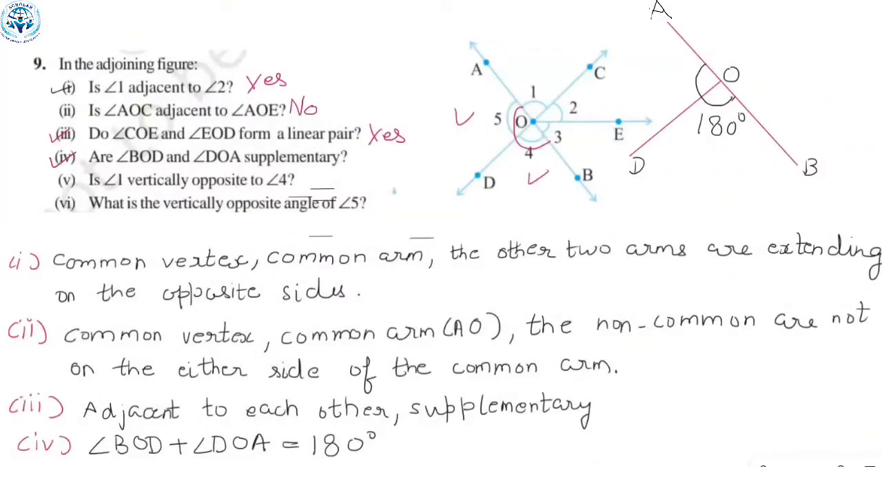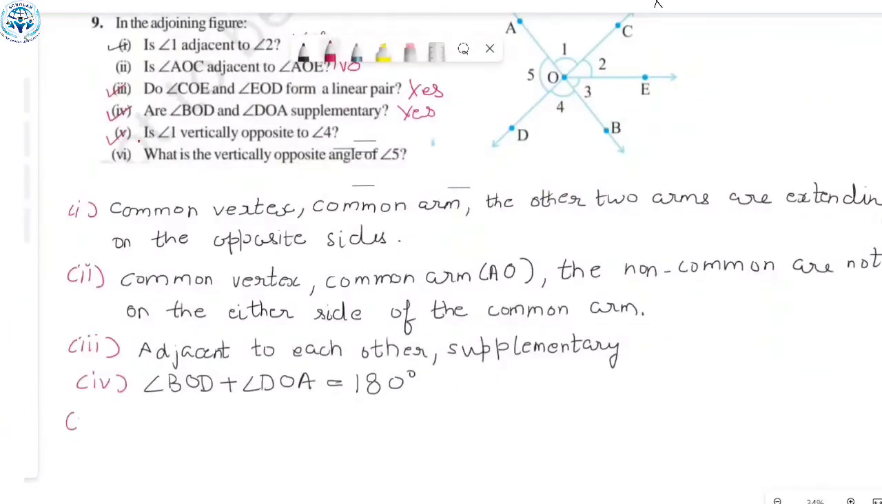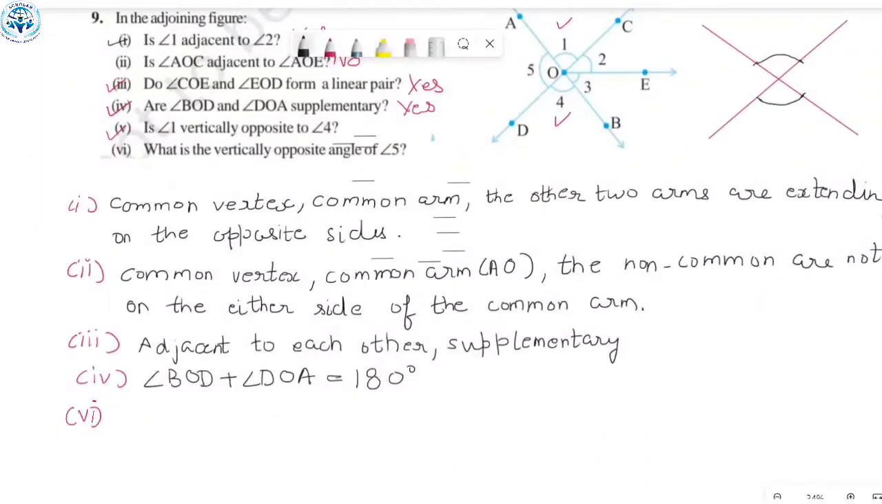Next question, is angle 1 vertically opposite to angle 4? You can see that the two lines AB and CD are intersecting each other. These are the two angles, angle 1 and angle 4. Are they vertically opposite? Yes.